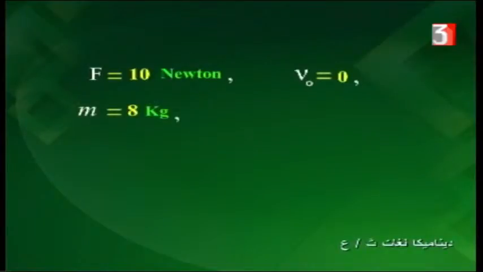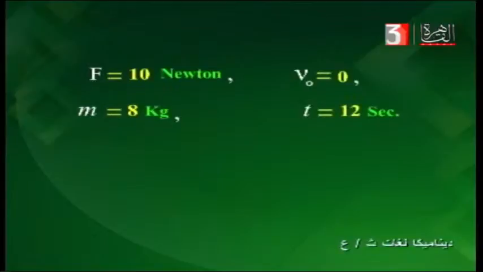Now we have force equals 10 Newton acts on a body at rest. Then the initial velocity of the body v naught equals 0. And the body of mass 8 kilogram. The body traveled 12 seconds, then t equals 12 seconds.